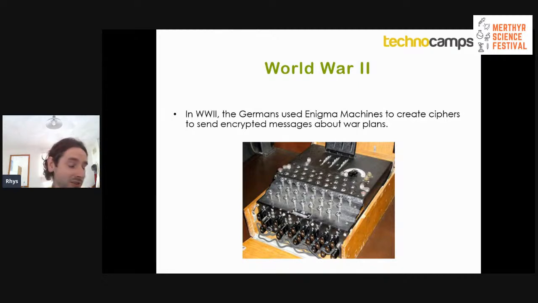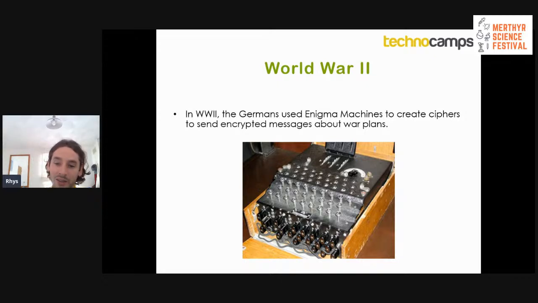Now, some of you may have heard of this as well. In World War II, it's quite famous that the Germans used some really sophisticated messaging systems where they were able to encrypt their messages using Enigma machines. So the ciphers they would use on the machines to encrypt the messages about their war plans. And it was very difficult for the British or anybody intercepting the messages to translate and figure out what it was saying. Nice, Claire.